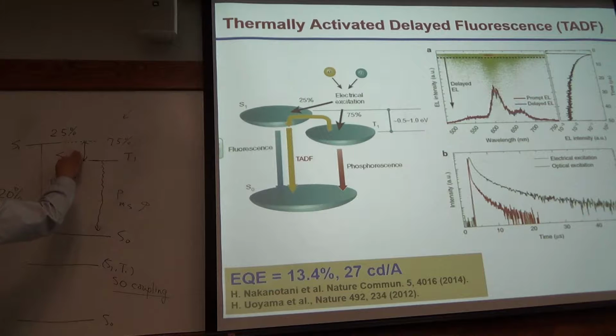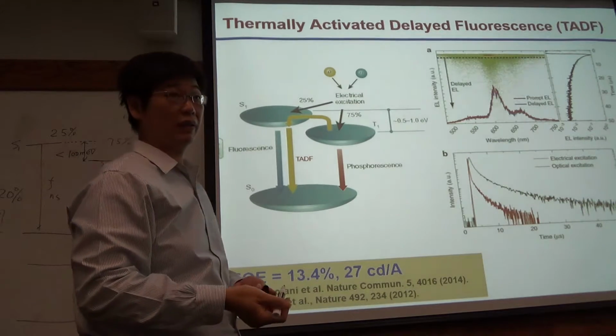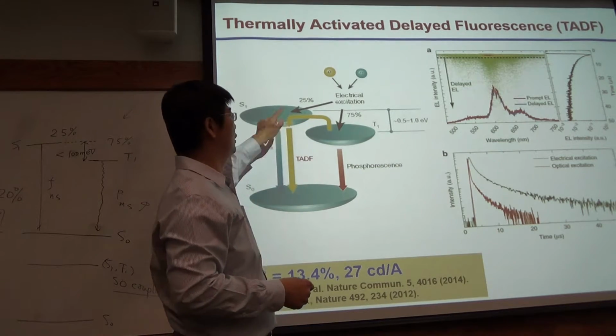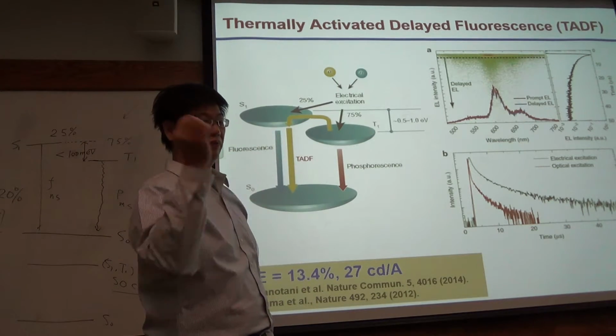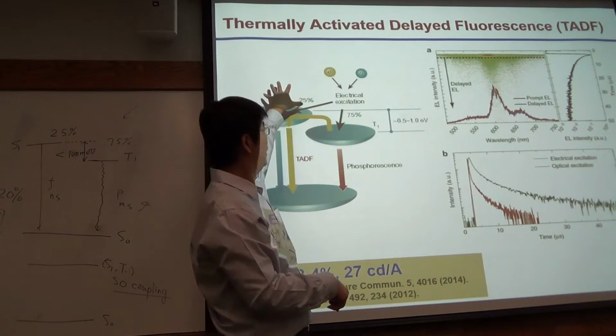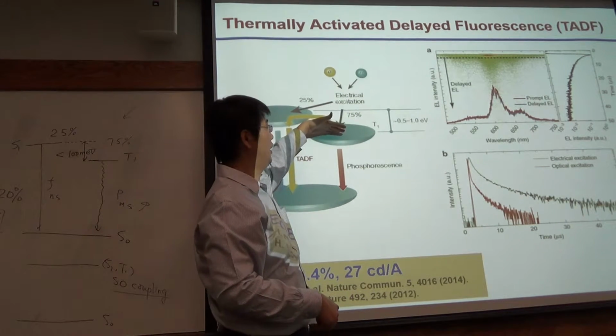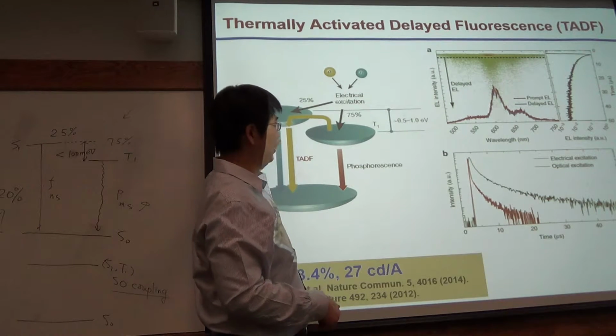Anyway, you just need maybe less than 100 milli-electron volts. And remember that there's thermal energy. Thermal energy is 25, so it is possible to jump back. So at first, you just spray the excitons, 25% here and 75% here. And so they will give off light very fast.